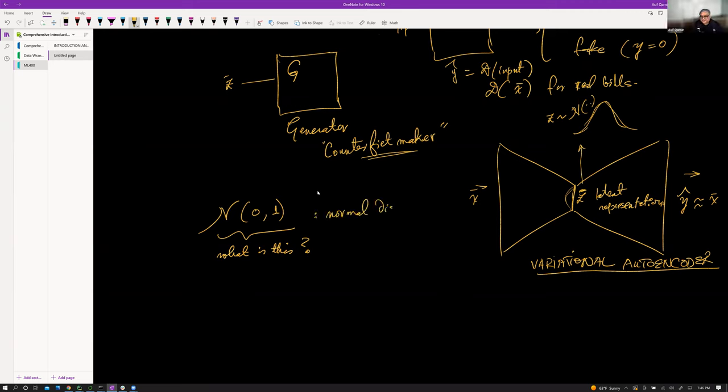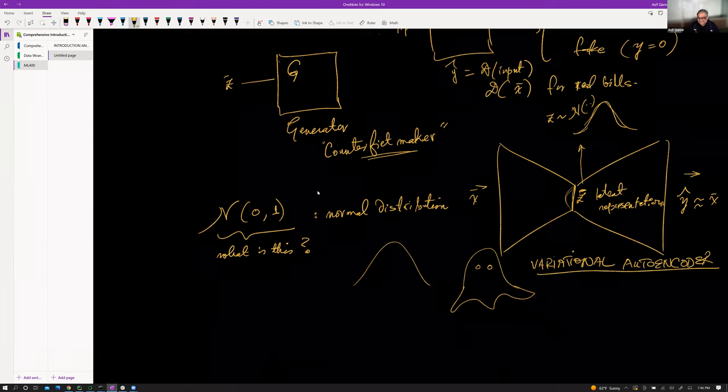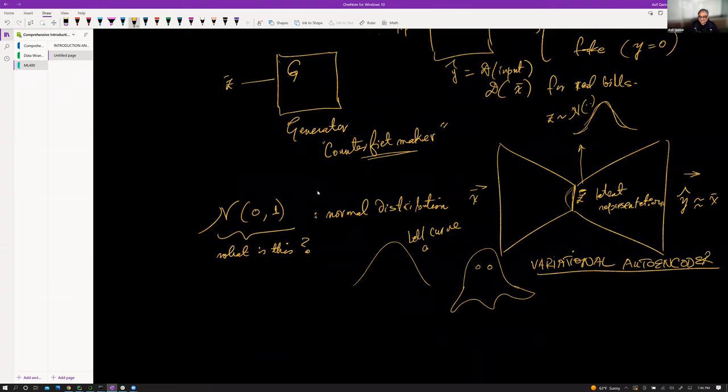Now, what in the world is a normal distribution versus an abnormal distribution? I once saw a joke. Somebody said, this is a normal distribution, and then this is an abnormal distribution. Or a paranormal distribution at first, right? So a normal distribution is just a bell curve.